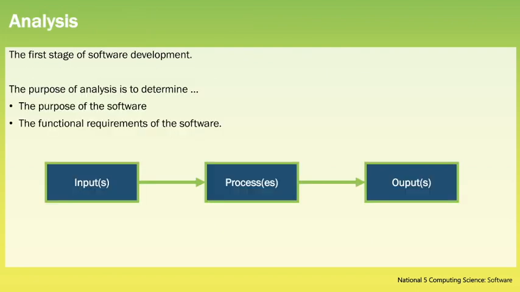Analysis is the first stage of software development, and it's all about analysing the problem that we have been provided with and trying to understand what our software is going to do and how it is going to solve the problem. At National 5 and Higher, when undertaking analysis, we think of what information we need to input into the program, what the program is then going to do with that input, that's the processes, and then lastly, what information will the program output to the user.